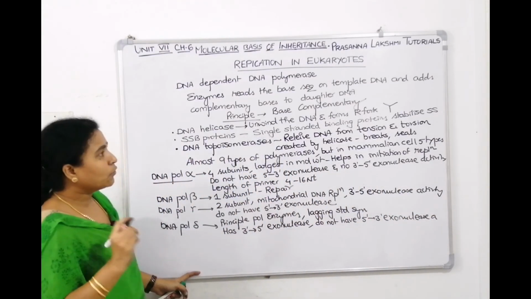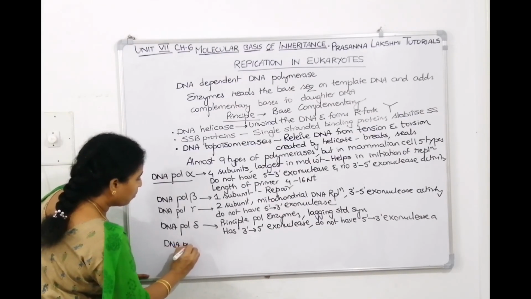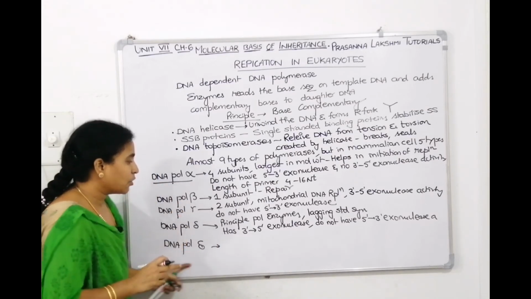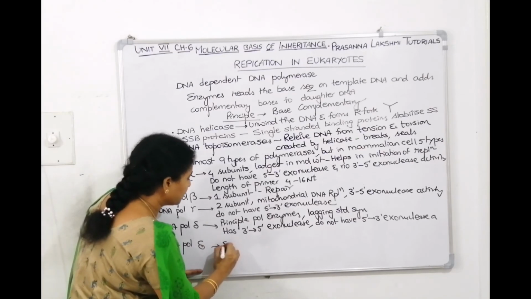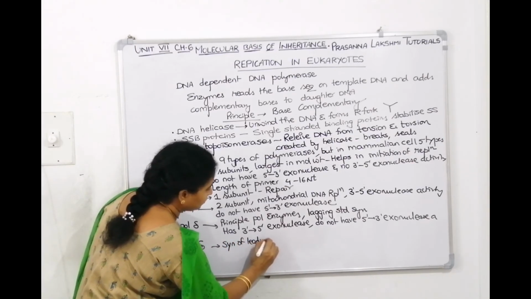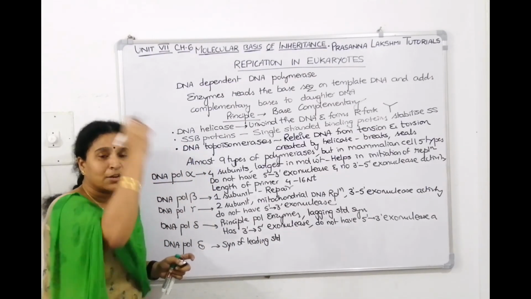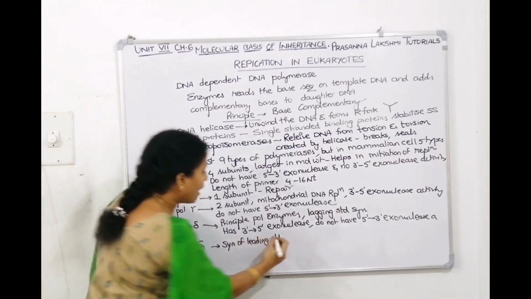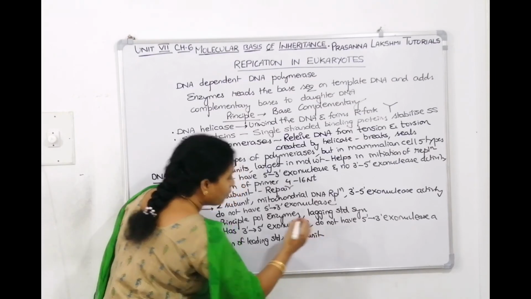We told there are 5 enzymes. The last one is DNA pol epsilon: alpha, beta, gamma, delta, epsilon. Epsilon helps in the synthesis of the leading strand. With one primer it will do continuous synthesis on the leading strand. It is made up of one subunit.